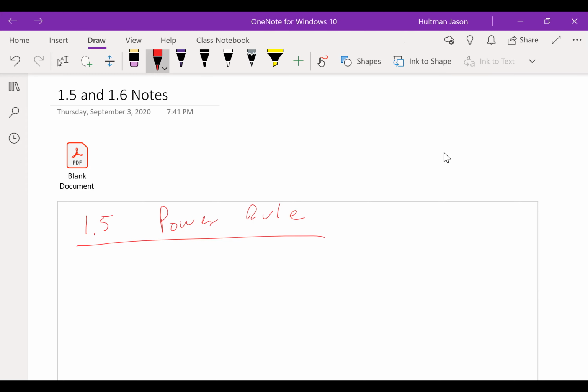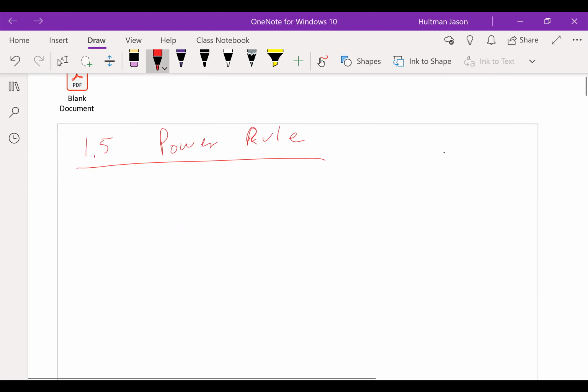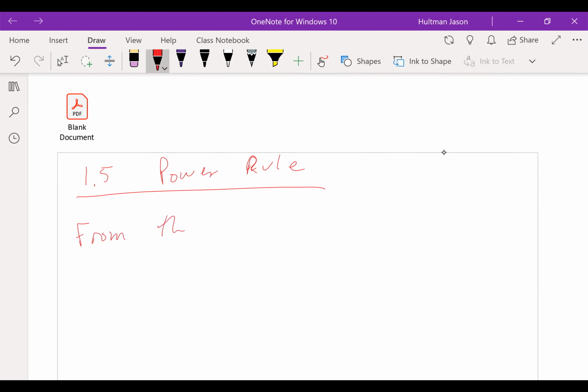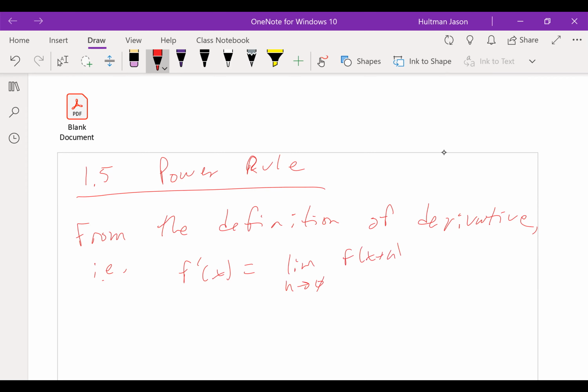Okay, power rule. All right, so from the definition of a derivative, i.e., f prime of x is equal to the limit as h goes to 0 of f of x plus h minus f of x all over h, we can establish the following patterns.